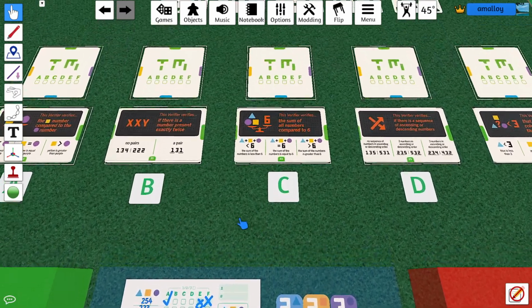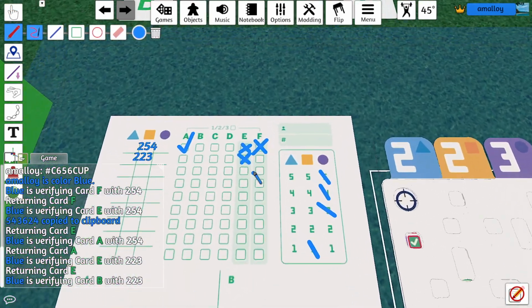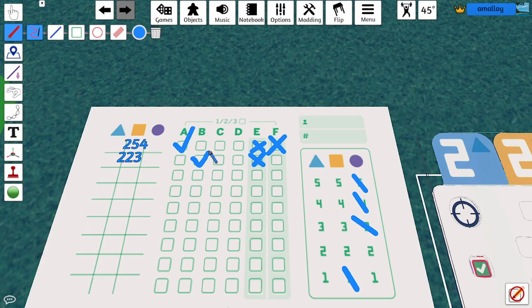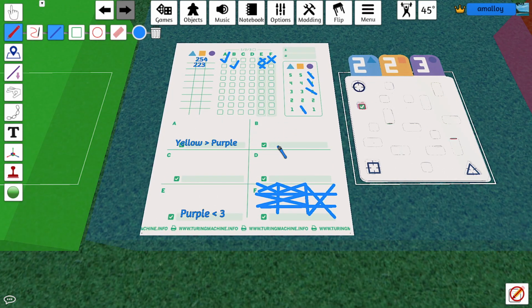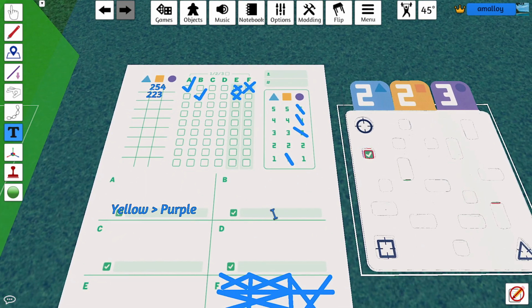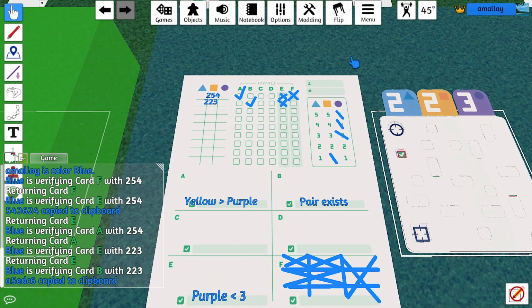I wanted to check in with B here. It says, yes, there is a pair. That's very powerful, is it not? Oh, whoops. I didn't draw a straight line there. Silly me. So we can then write in under B that there is a pair. That's cool.